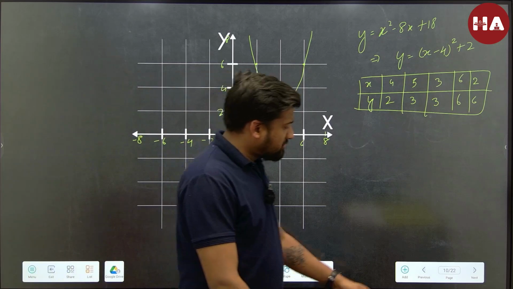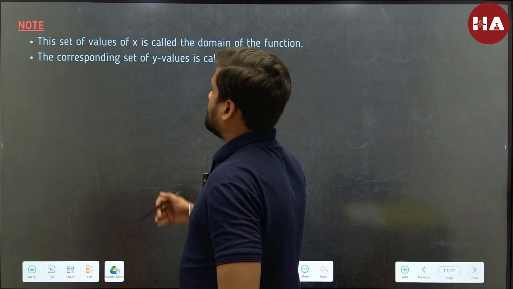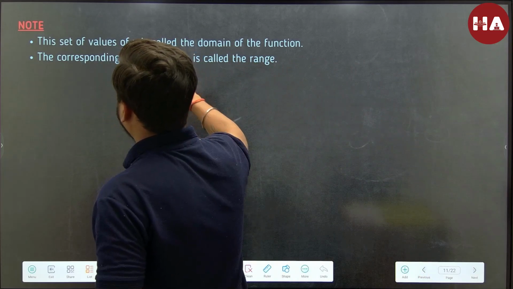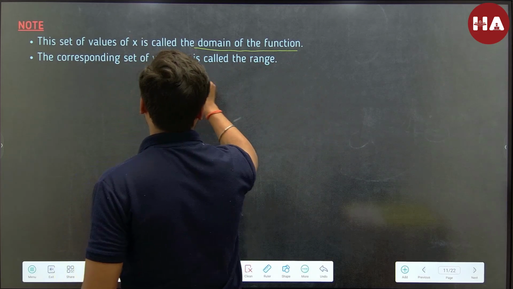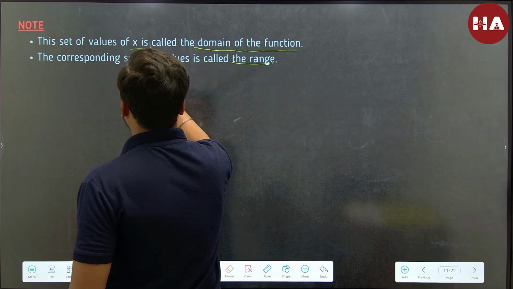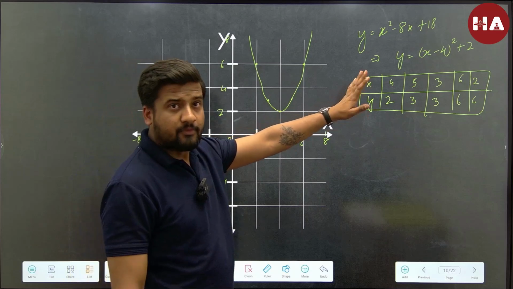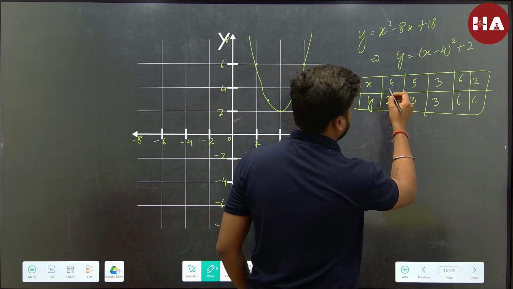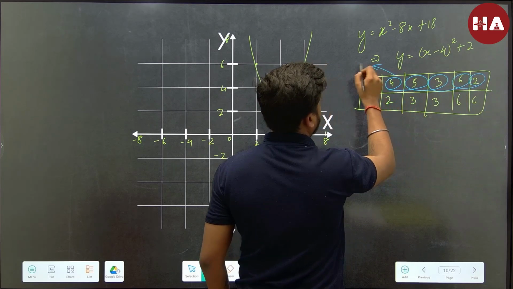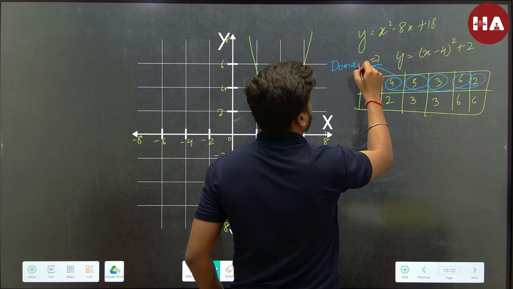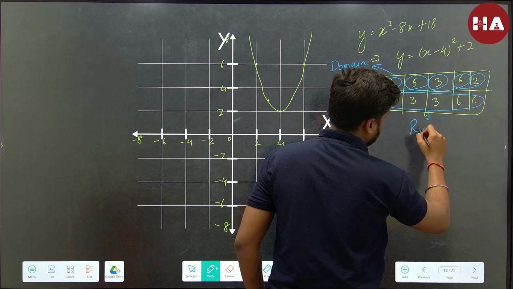All right, let's move on to a small note. What does the note say? The set of values of x is called the domain of the function, and the corresponding set of y values is known as the range. So let's get back to this table. All right, so all these values were the domain, and all these values were the range.